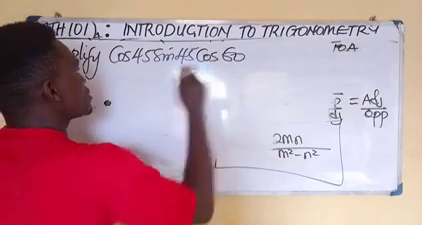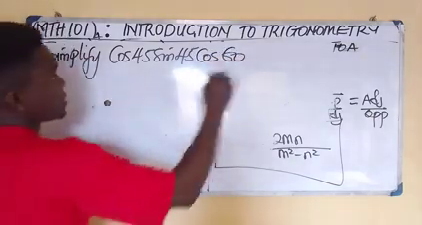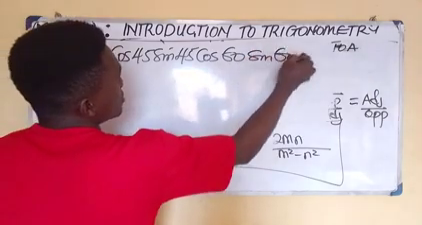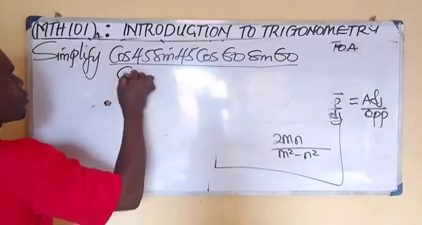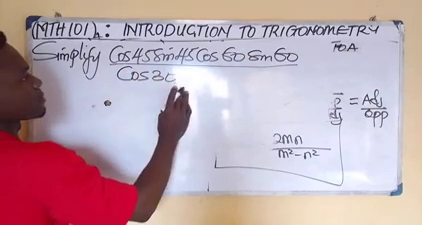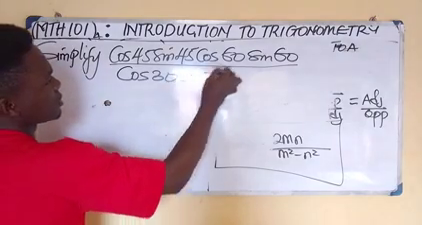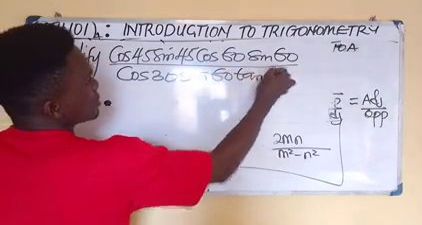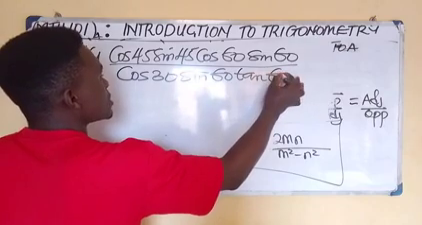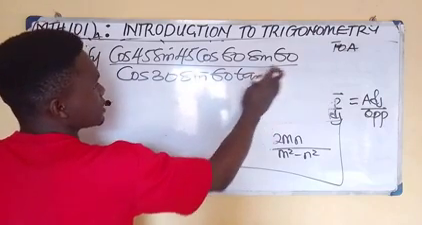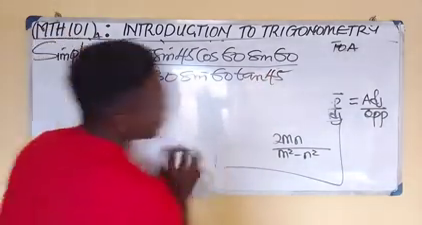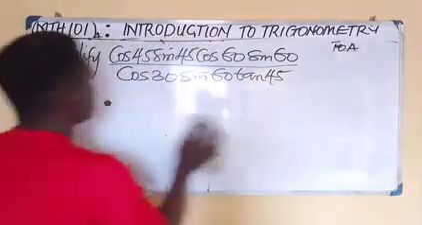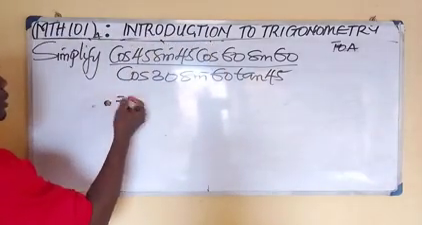Cos 60, sine 60 over cos 30, then sine 30, then tan 45. Alright, so how will you go about it? Very, very easy. You take it step by step.